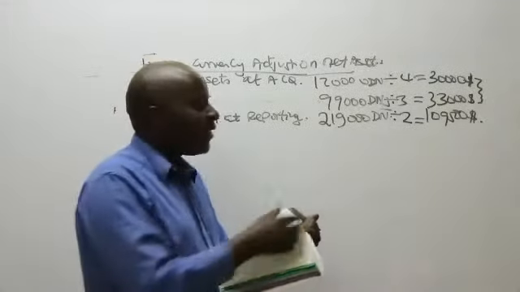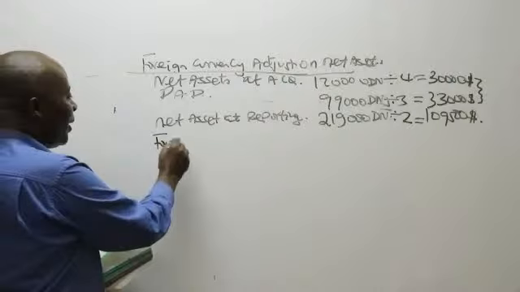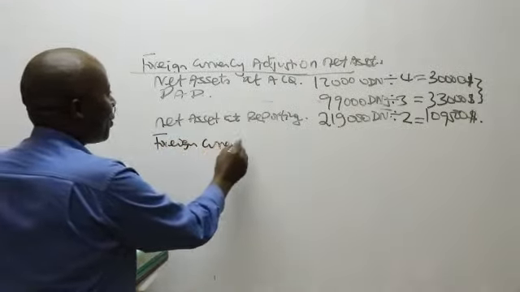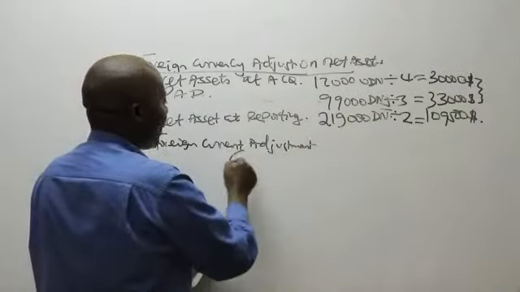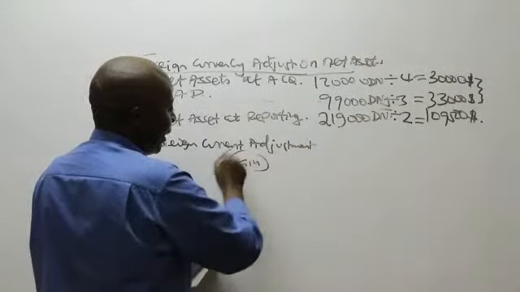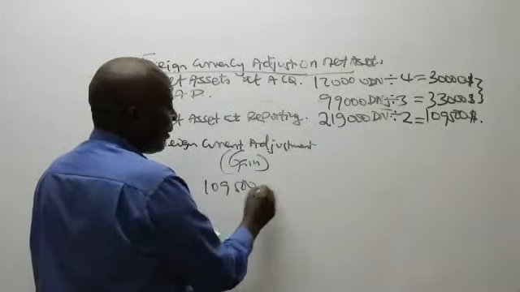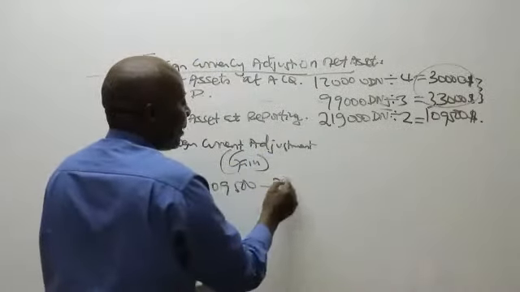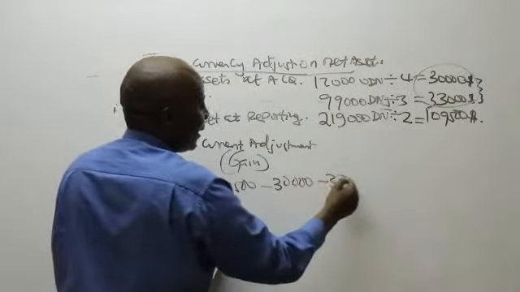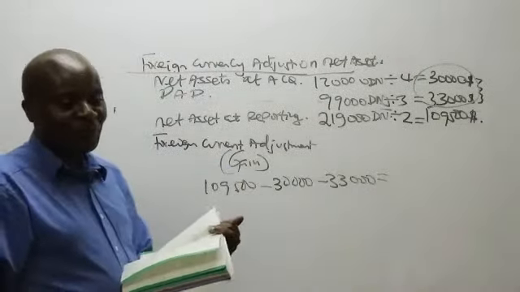So, ladies and gentlemen, for you to get a foreign currency adjustment on net assets, which will be a gain here, I can see it's a gain. What I'll do, I'll take the closing rate 109,500 minus these two combined. I'm going to subtract 30,000 and 33,000. You'll be able to get your gain on net assets.